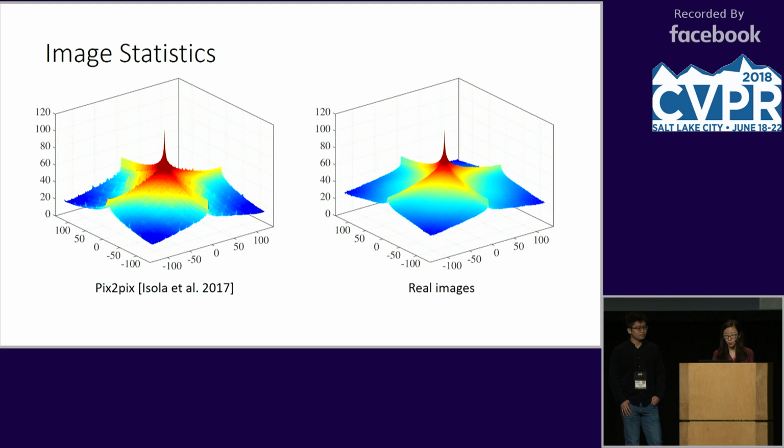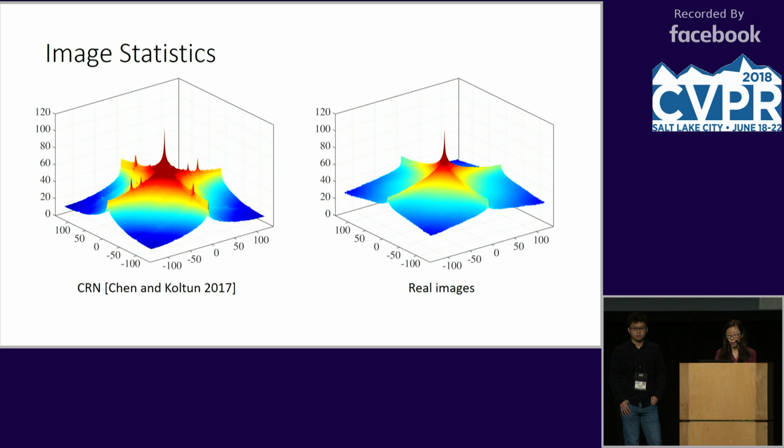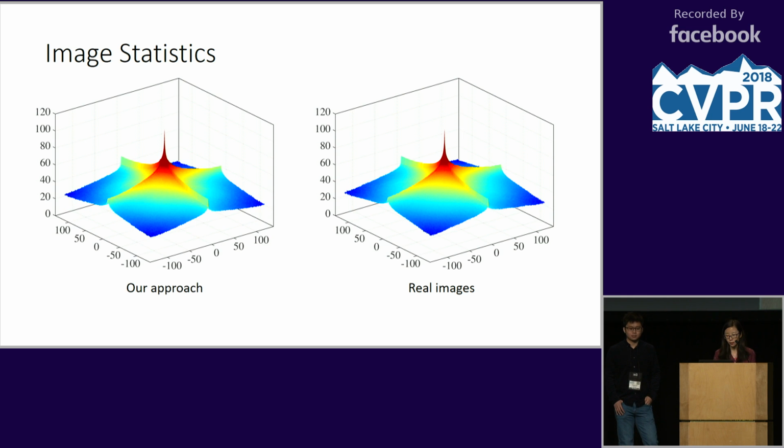We now analyze the realism of synthesized images in terms of low-level image stats. We consider the mean power spectrum of synthesized images. Compared to real images, the power spectrum for Pix2Pix has many small specks, while the power spectrum for real images is visually smooth almost everywhere. The power spectrum for CRN has many large specks. In contrast, the power spectrum for our approach is similar to the one for real images.